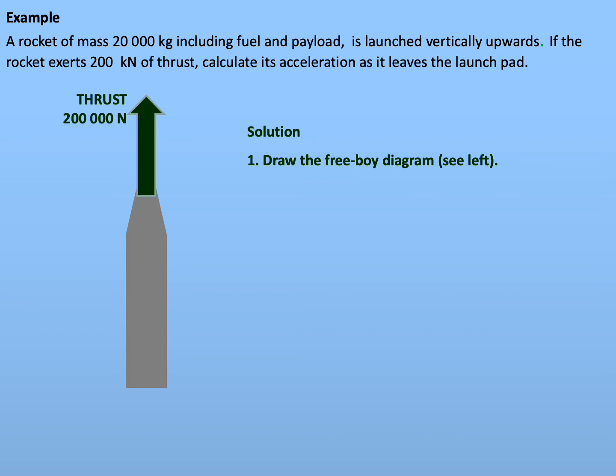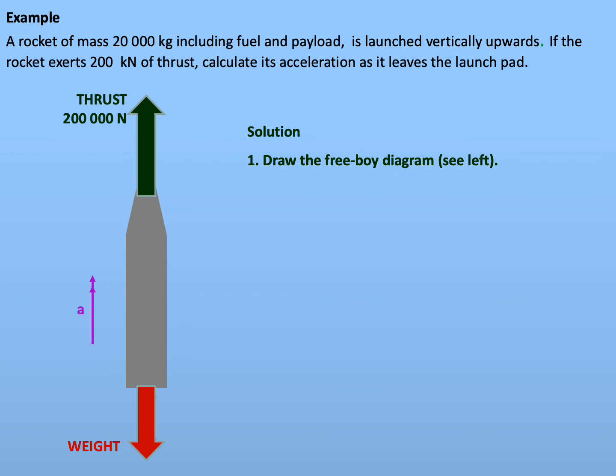Always write the name of the force next to the arrow, and if you know the value of it, put it in. But of course, that can't possibly be the only force acting on the rocket. It has weight. So we need to acknowledge that weight is acting. We can also put at the side a little A with a double-headed arrow to show that it's accelerating upwards. We know that because it's being launched.